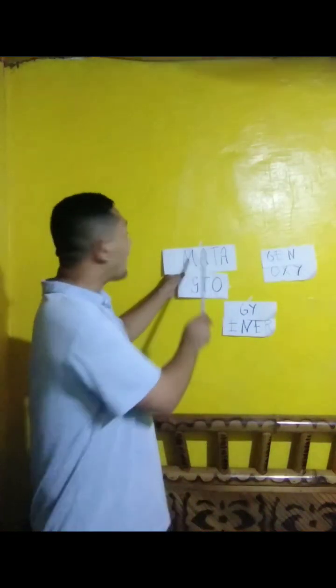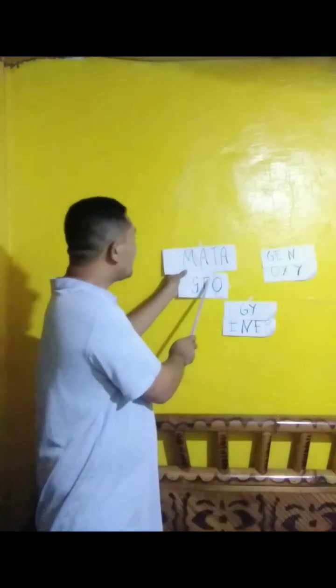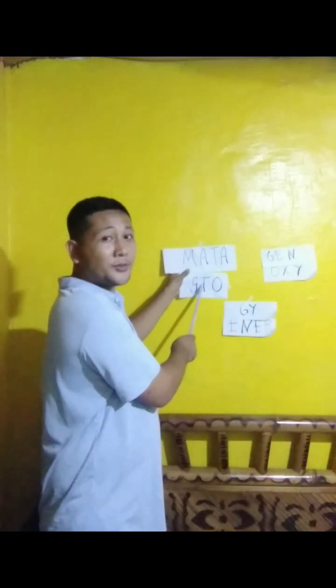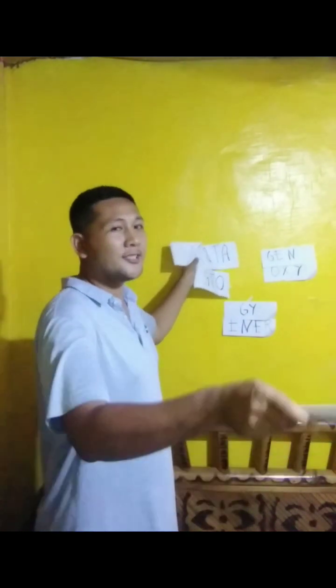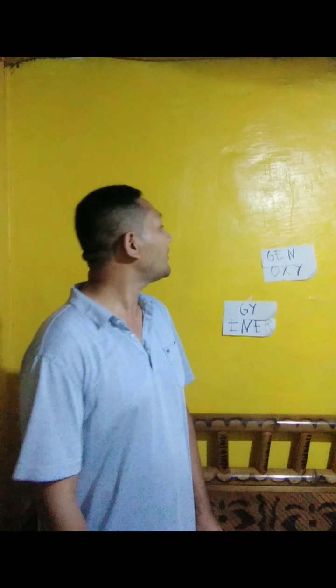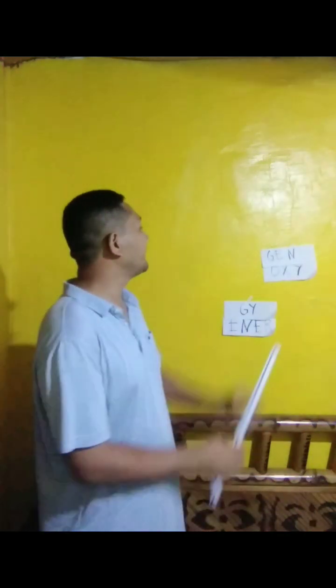This is mata and stomach. If you combine the two jumble words, what is the correct answer? Angelo, you raised your right hand. Angelo, what is the correct jumble word? Stomata is correct. Very good, Angelo. Now, let's proceed to our jumble words number 4.